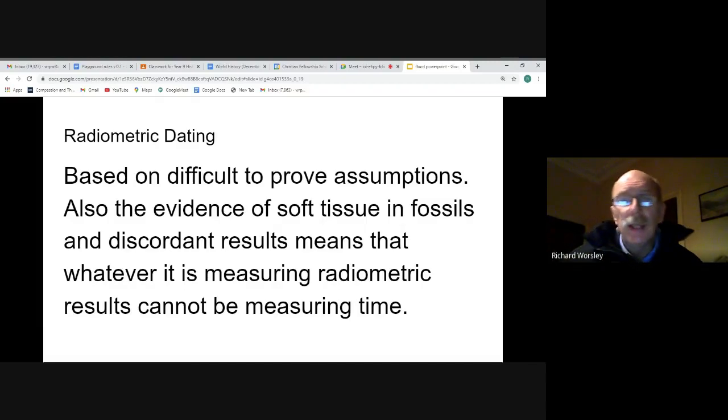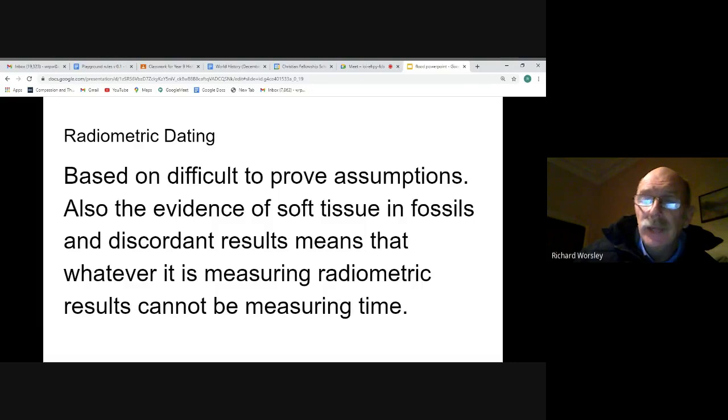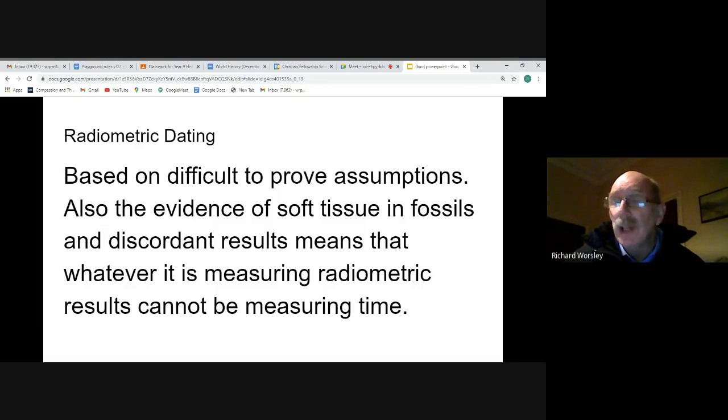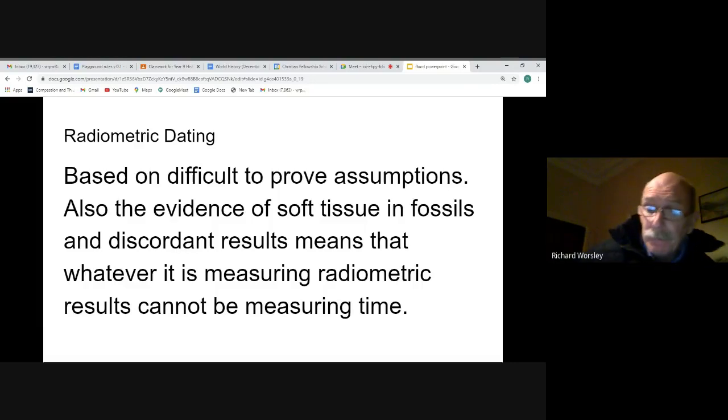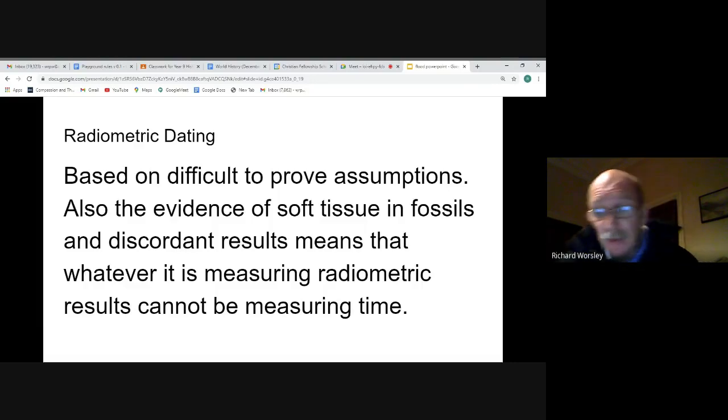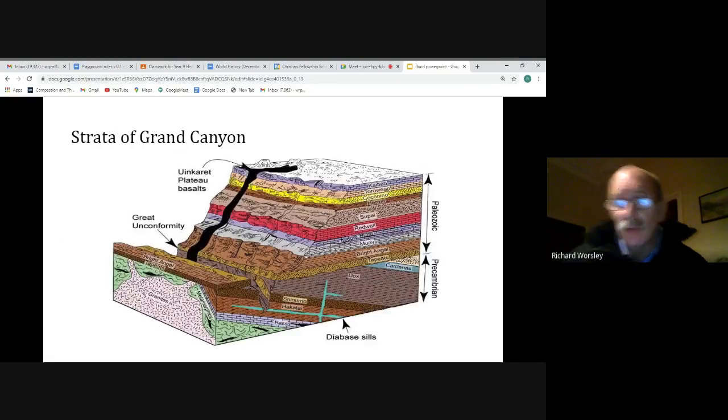The issue here is that radiometric dating is based on a number of assumptions, and it may not actually be measuring time at all. It's certainly measuring something, and I would say it's the strongest of the arguments against a young, recently formed landscape, because there's definitely results coming out that do suggest a very old age. But there are also issues with radiometric dating.